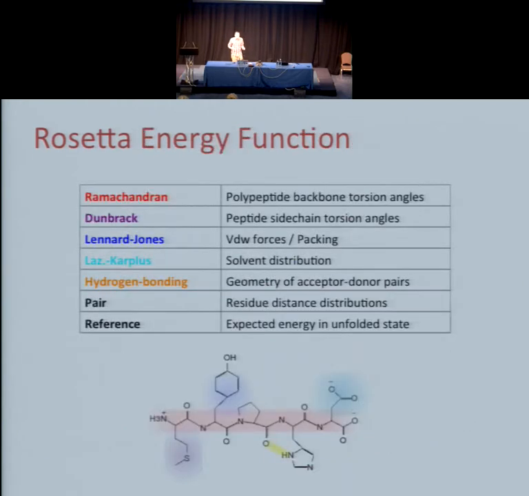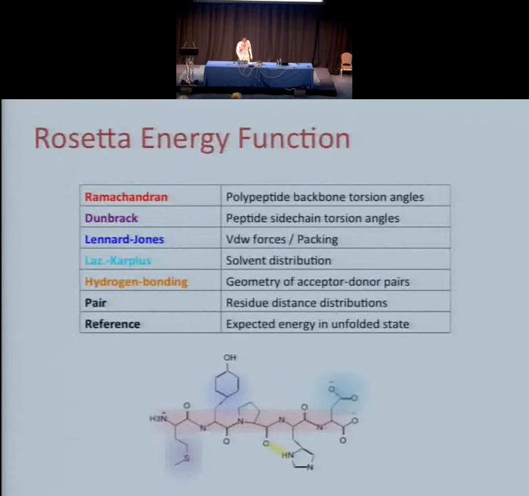Really quickly, to introduce the energy function used by Rosetta. It consists of a number of both statistical and physical chemical terms. These include backbone torsion and side chain torsion probability distributions, as well as things like van der Waals energy, implicit solvation, and hydrogen bonding energies.